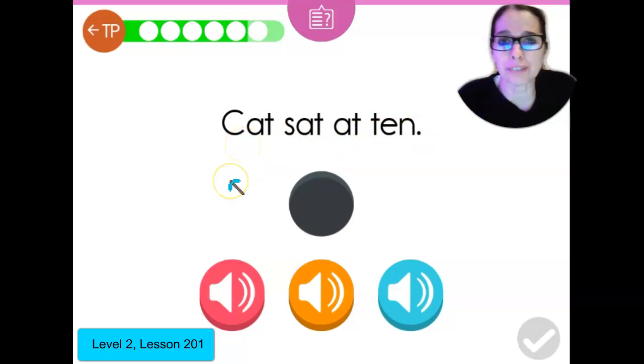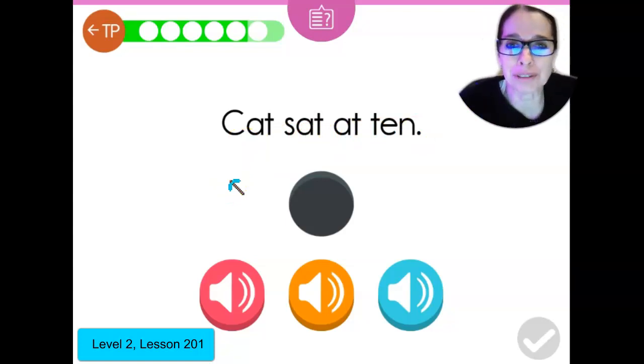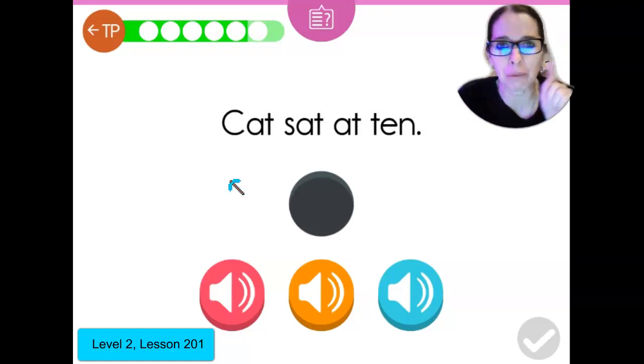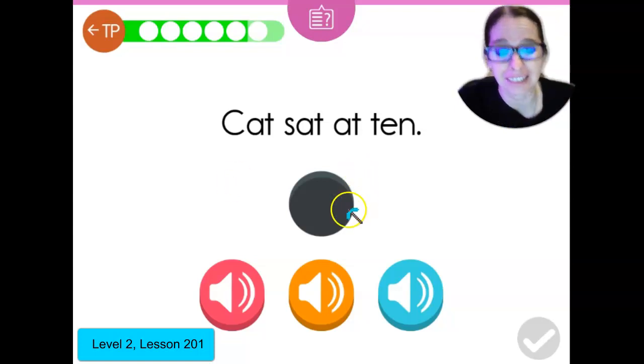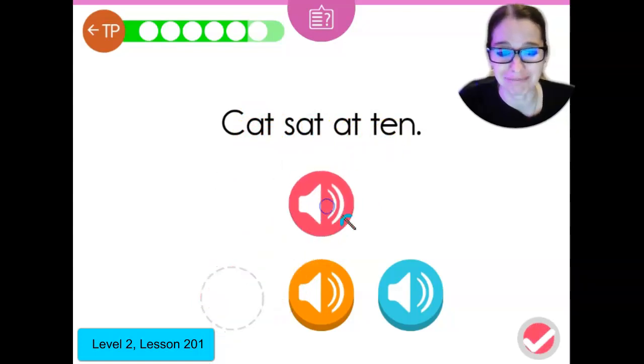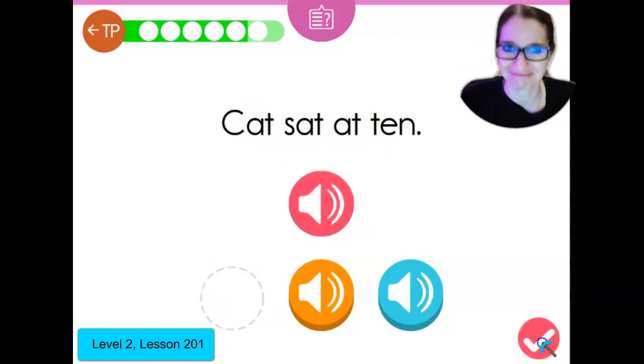So I had you read it for one purpose. I want you to keep "Cat sat at 10" in your head. Don't say any of the other sentences. When I push each speaker, I want you to look at the sentence and track the words. If they don't all match, it's not the same sentence. All right, let's go. Cat sat at 10. That one is exactly right. Cat sat at 10.